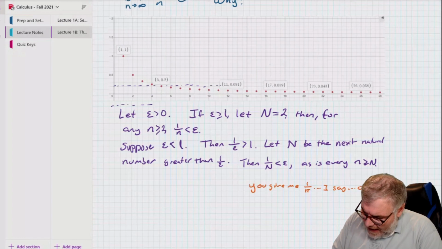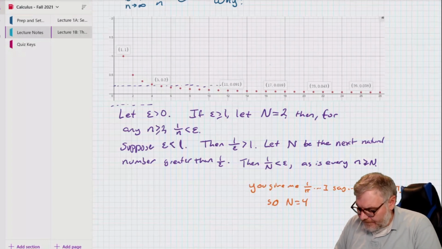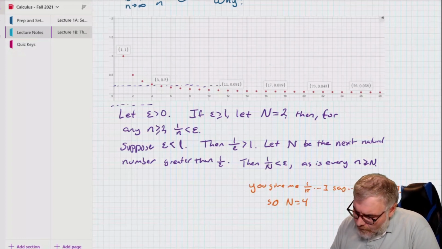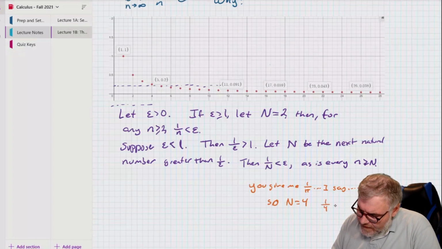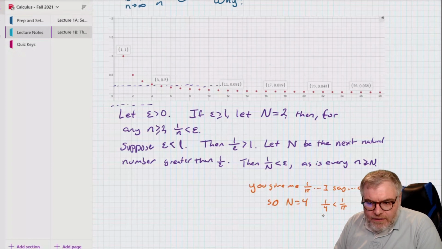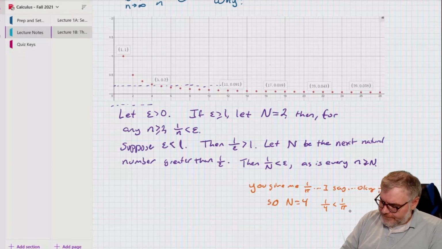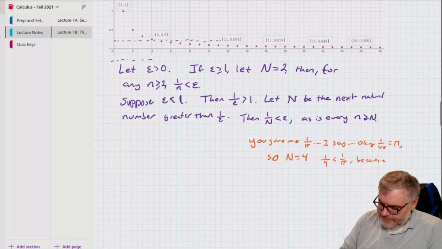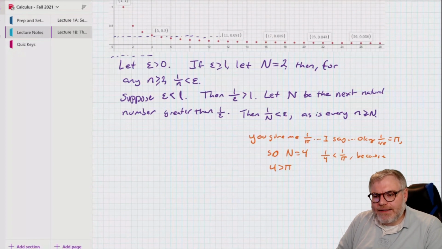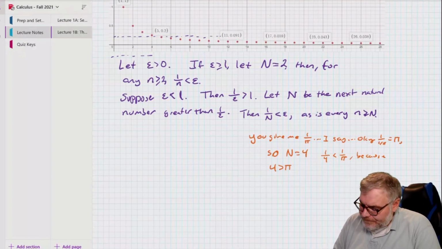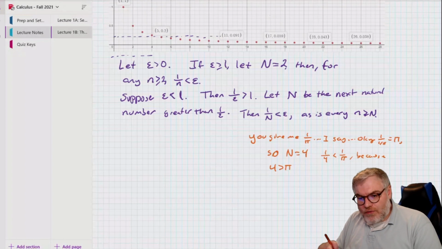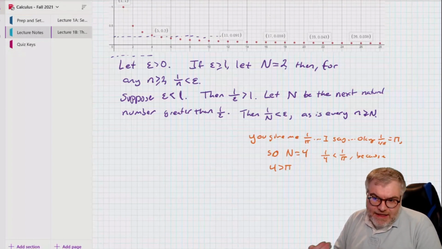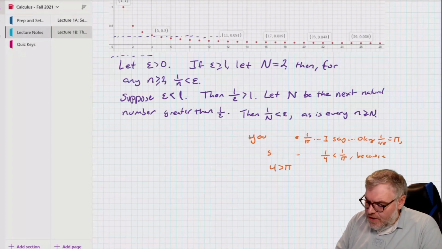One over pi, which equals pi. So n is the next biggest one. N equals four. Okay. Then that means that 1/4 is less than 1/pi, because 4 is bigger than pi. Right? So that means 1/4 is less than 1/pi. All right. And forever, for any n greater than 4, 1/n is going to be less than 1/pi. Okay. So that's how you prove these things.